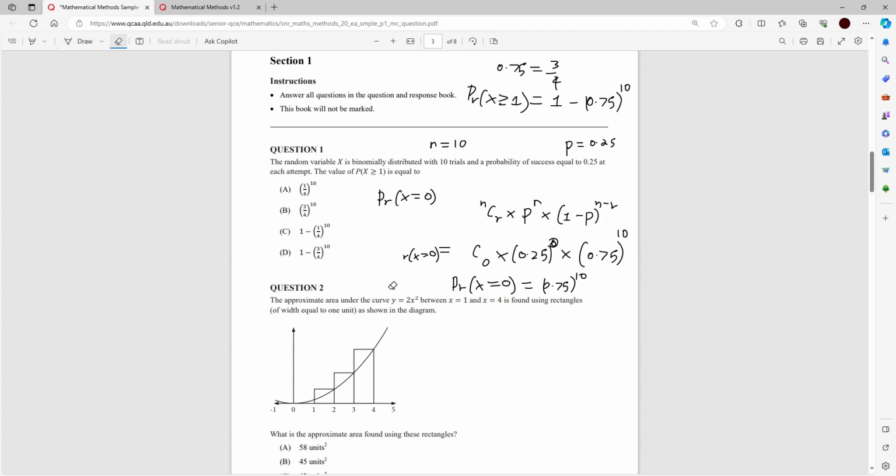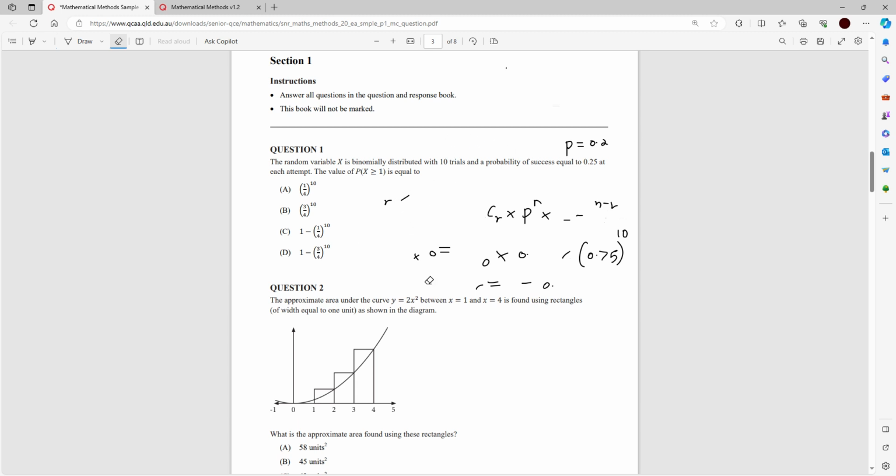If you have any questions about this one, just leave something in the comments and I'll try my best to answer it. But that's how you answer question 1 for this particular sample. Right, so I'm just going to rub this stuff out just in case I need a bit of room for this next question. Okay, so question 2.